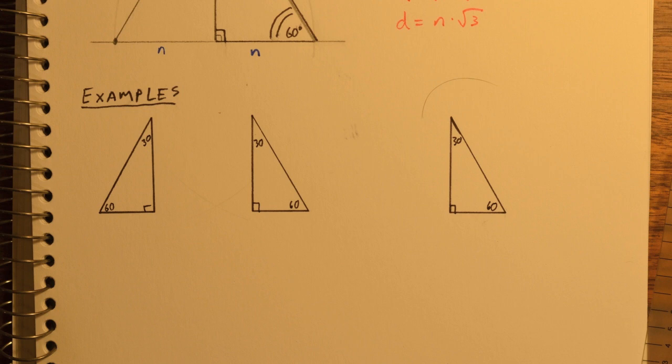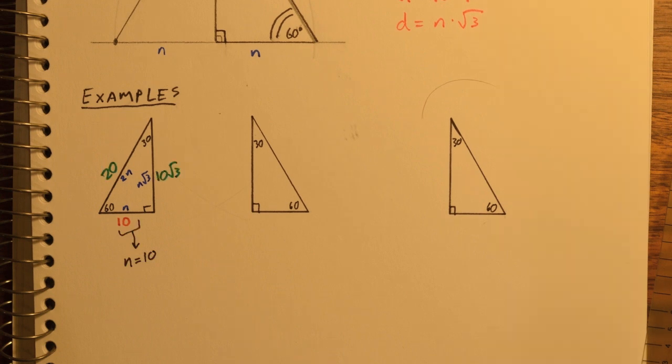So 3 examples to go with this. In the first example, let's say that the short leg is 10. Well, the short leg is also n, the long leg is n root 3, and the hypotenuse is 2n. So therefore, n equals 10, so we know the hypotenuse is 20, and n root 3, if we sub in the value of 10 for n, we have the long leg is 10 root 3.